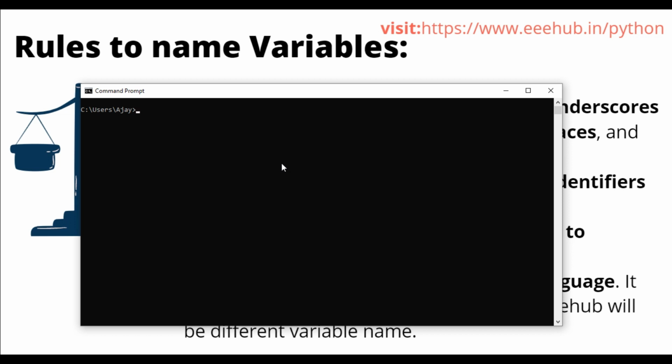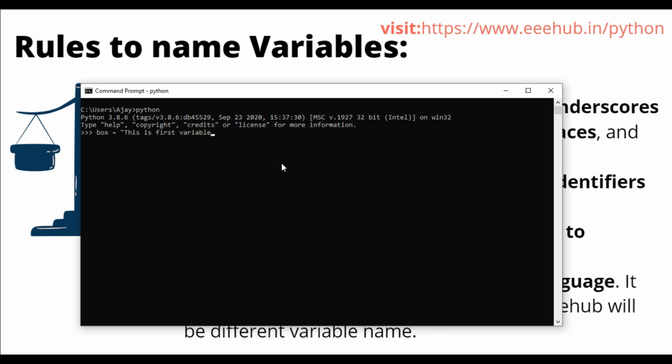I have opened the command prompt. Now I will open Python, the interactive way. Now I will name a variable. I will create a variable, and I'm going to name it using only ordinary letters. What are the ordinary letters? From A to Z. Capital or small, it doesn't matter. So I will use something like box, and I will assign some value to it. This is the first variable.